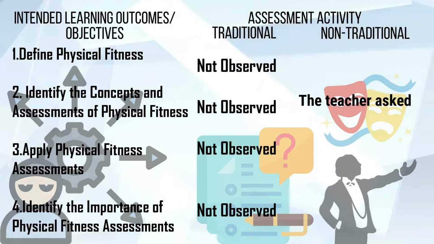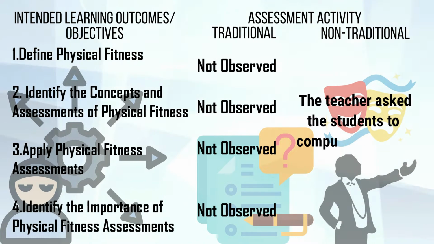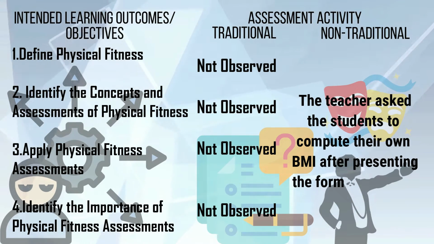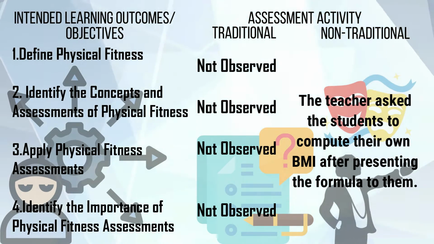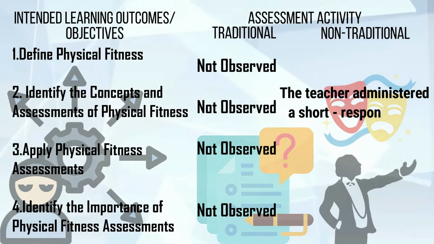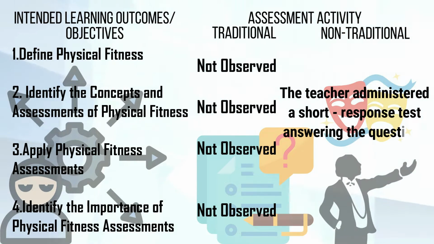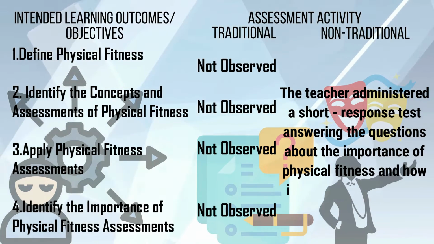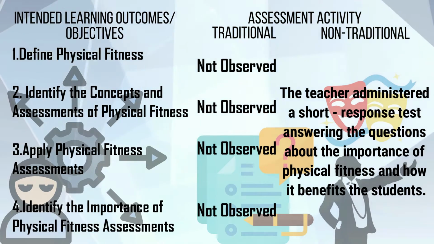For the third objective, the teacher asked the students to compute their own BMI or body mass index after presenting the formula to them. And for the last objective, the teacher administered a short response test answering questions about the importance of physical fitness and how it benefits the students.